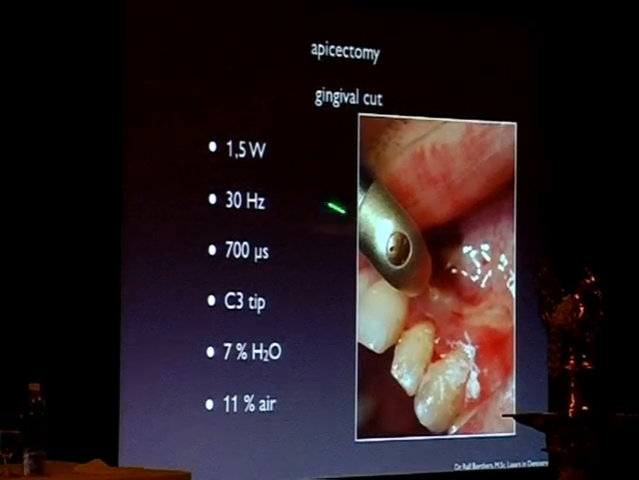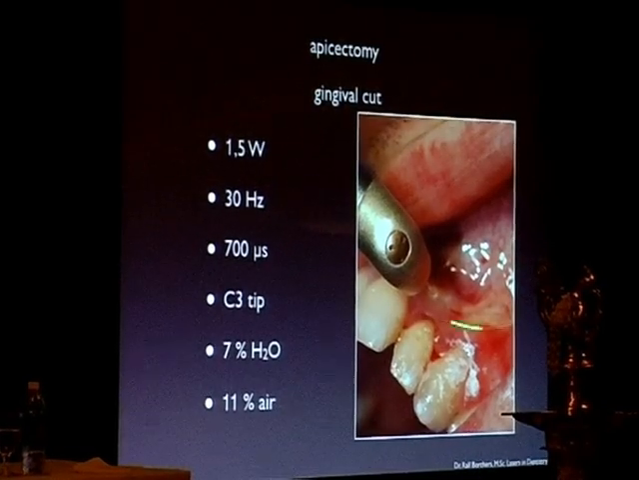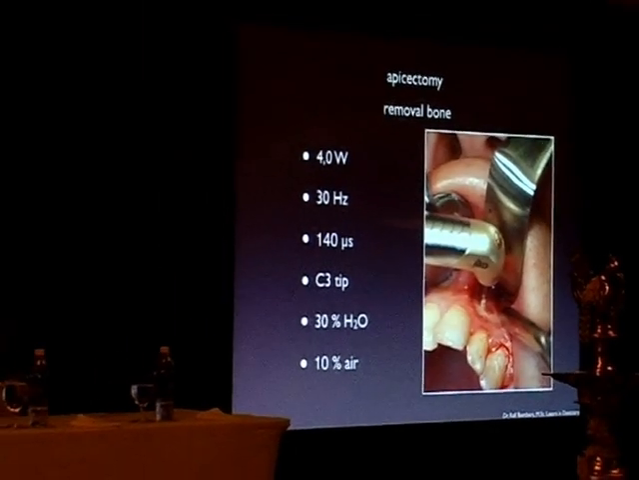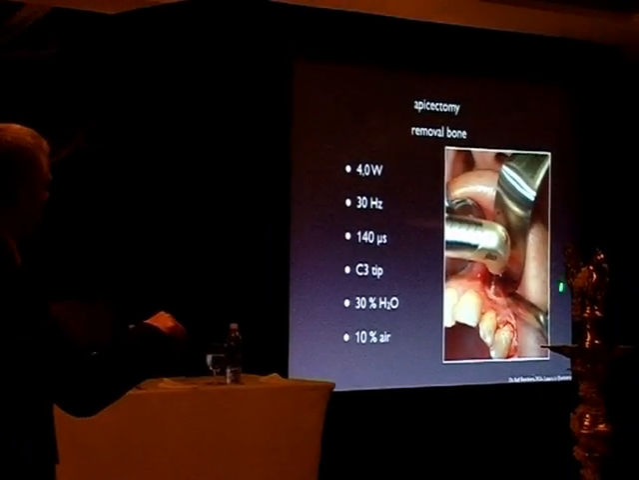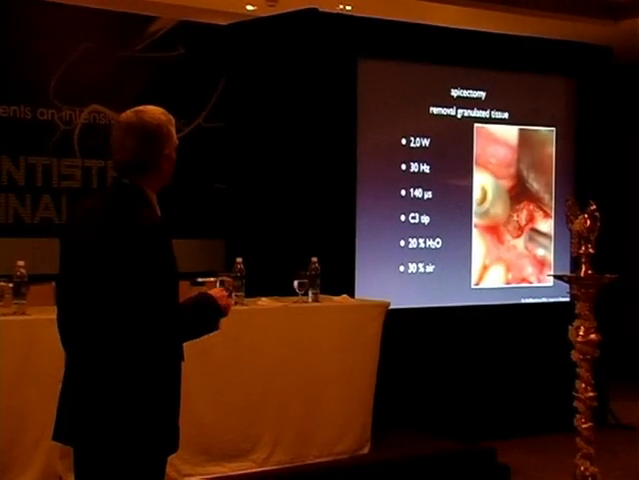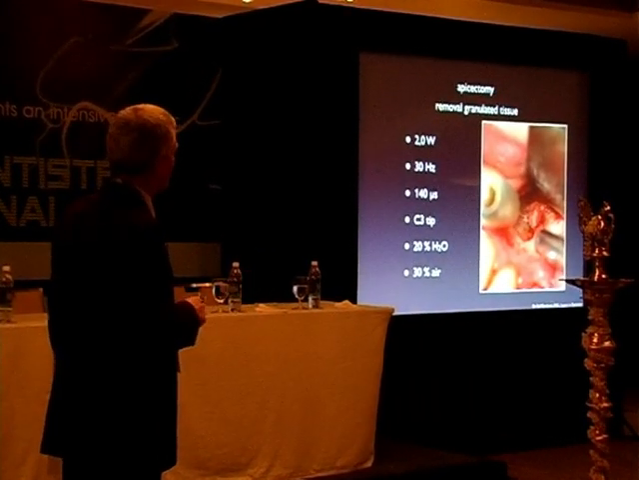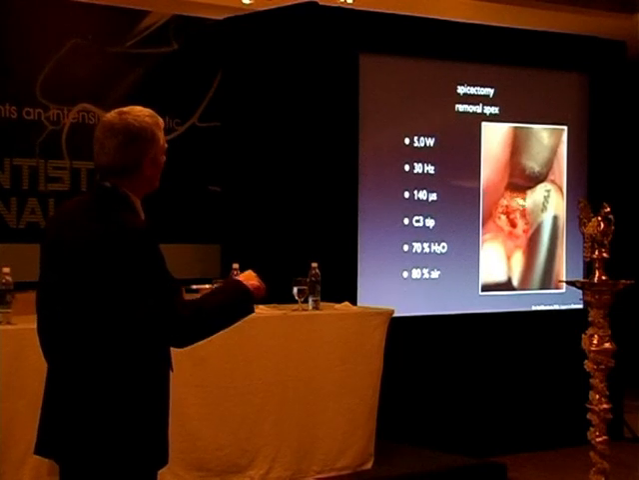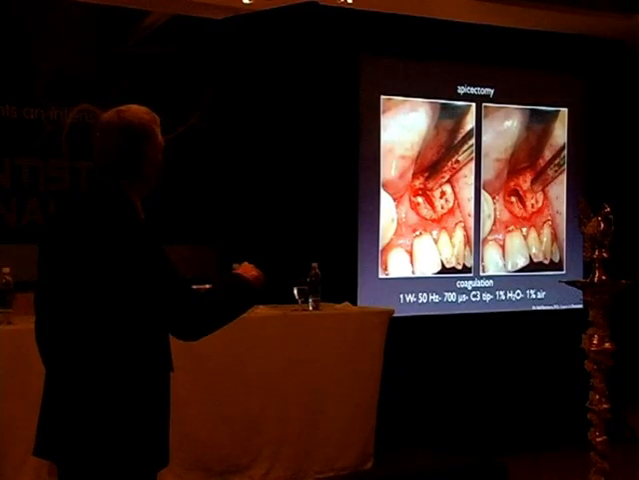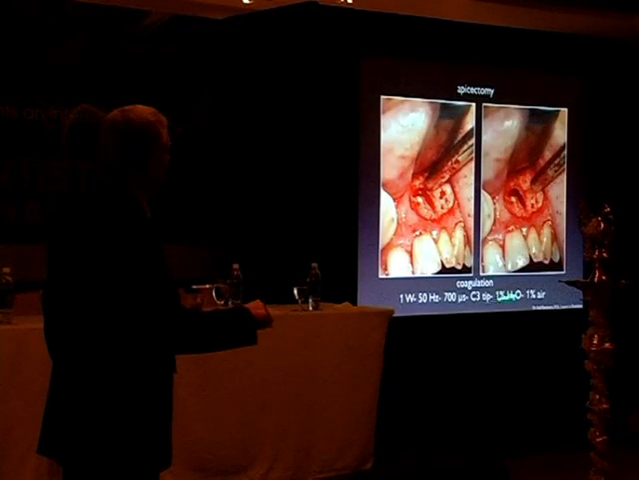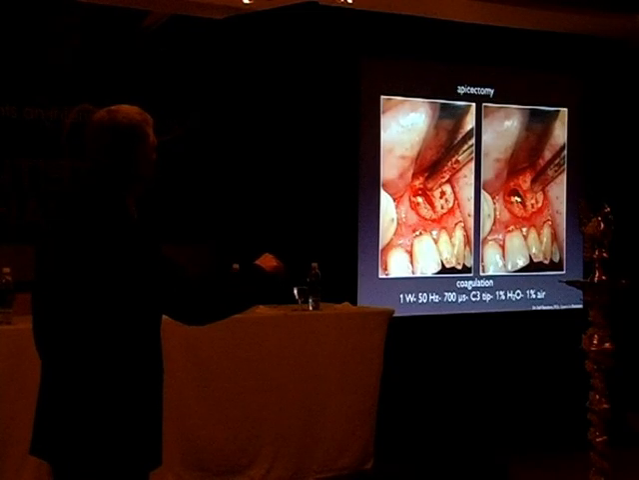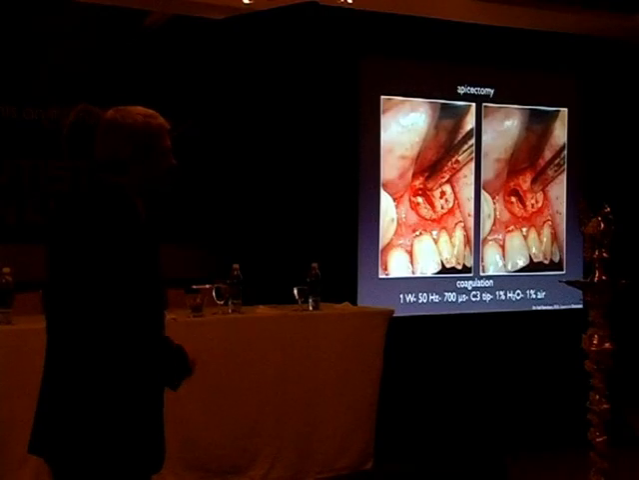So you start with a gingival cut. Because it's soft tissue, you use a long pulse. Then you start to remove the bone. Bone is hard tissue, so you use a short pulse. After that, you start to remove the granulated tissue. You remove the apex. And if you have bleeding, you can try to coagulate it nearly without water and air. So you will get a sufficient coagulation so you can inspect the area.